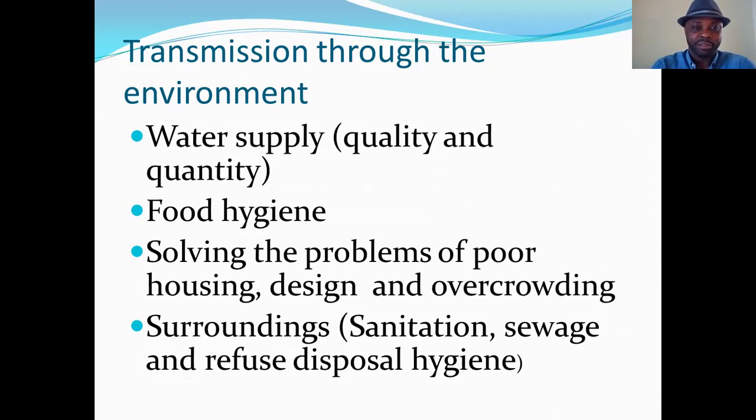That is hygiene. So solving the problems of poor housing and designing, and preventing overcrowding can also help to control communicable diseases. Our surroundings, sanitation, good sewage disposal, and refuse disposal hygiene also help to prevent and control communicable diseases.